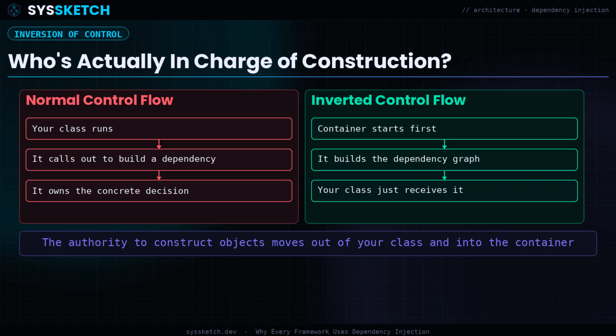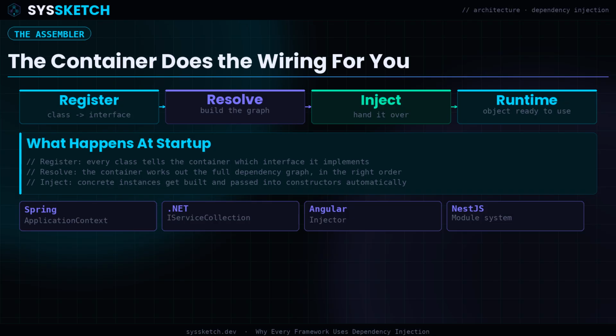In a normal program, your code is in charge. It calls out, fetches what it needs, builds what it needs. Under inversion of control, that authority flips. A separate piece of infrastructure, the container, is now in charge of construction, and your class becomes a passive recipient. It stops asking for a repository by building one, and instead just declares that it requires a repository and waits. This feels backwards the first time you see it, which is exactly why the name stuck. But the payoff is real. Your business logic no longer knows or cares about the concrete world it will eventually run in. That knowledge lives in exactly one place instead of scattered across hundreds of classes. That one place is the container.